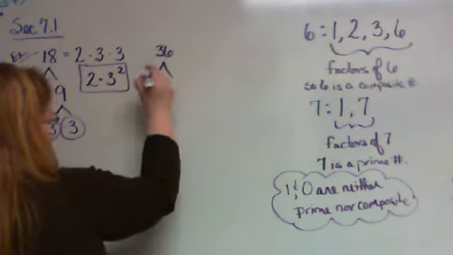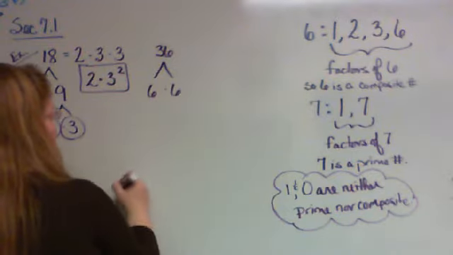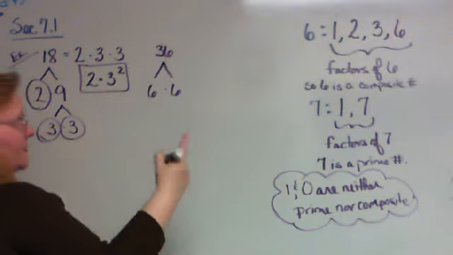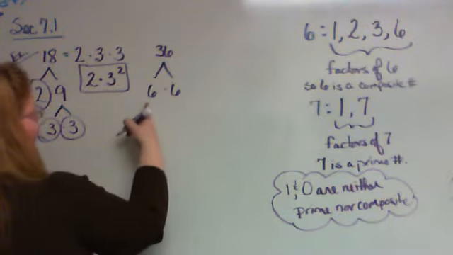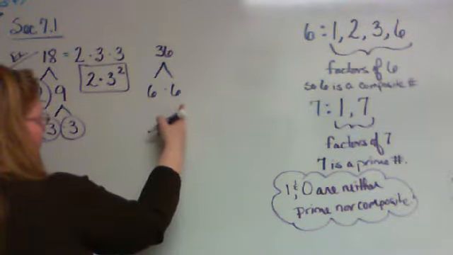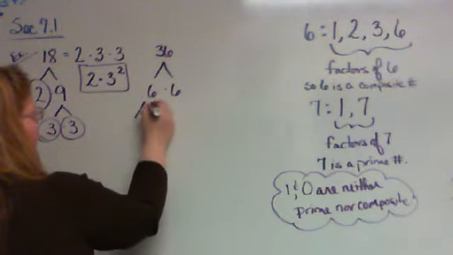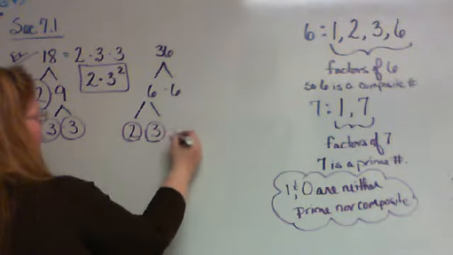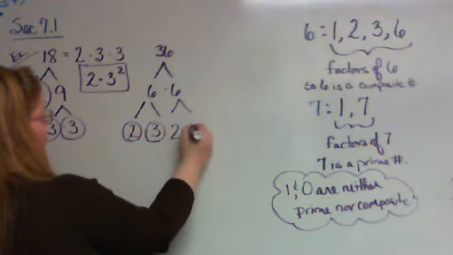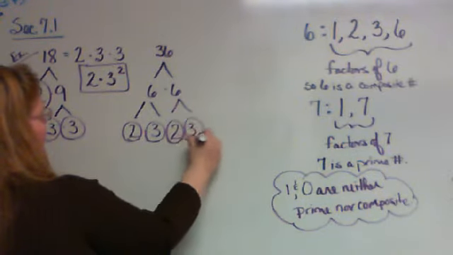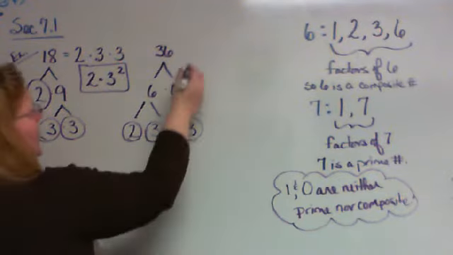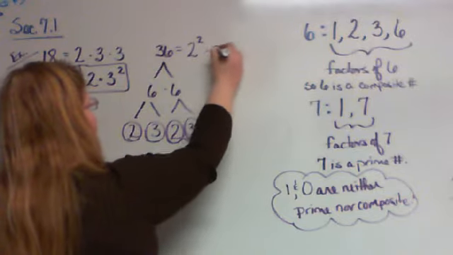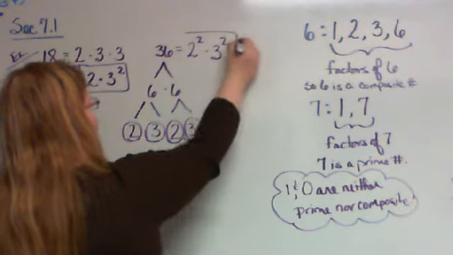36, I'm going to say, is 6 times 6. Neither of those are prime because they weren't in my list. It was 2, 3, 5, and 7. So, since neither of those are prime, I'm going to have to break them down again. That's 2 times 3. Those are both prime. And this is 2 times 3. And those are both prime. So when I make my list, I have 2 squared times 3 squared.